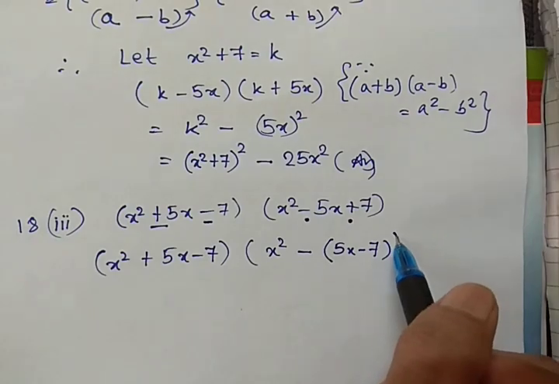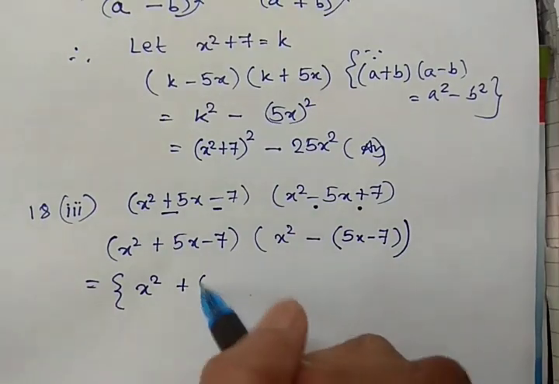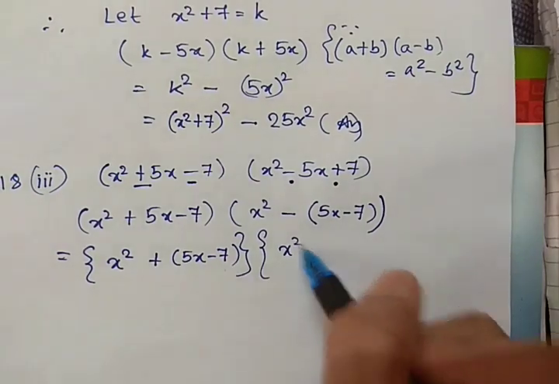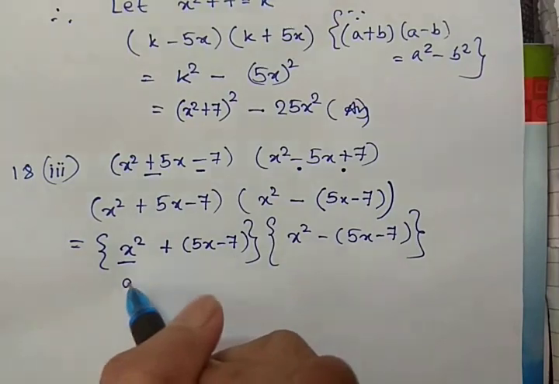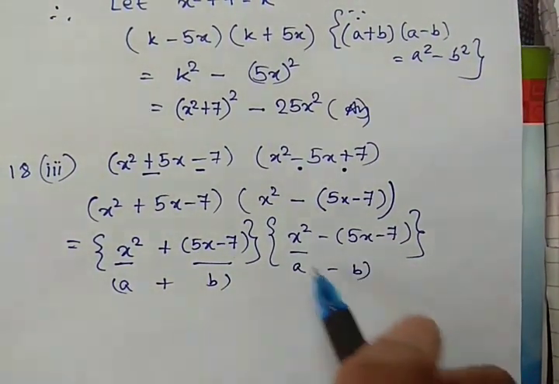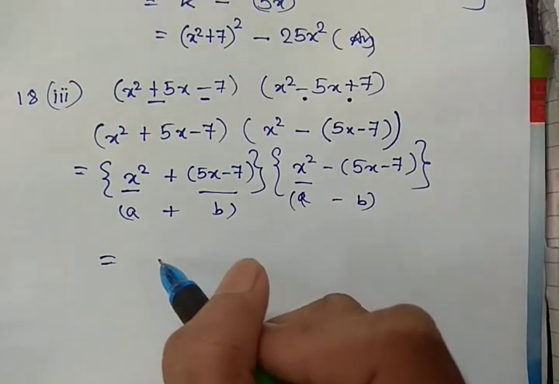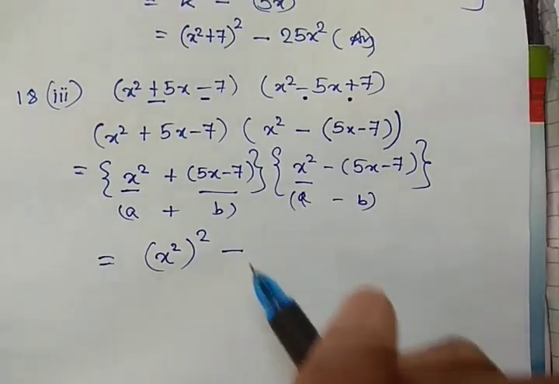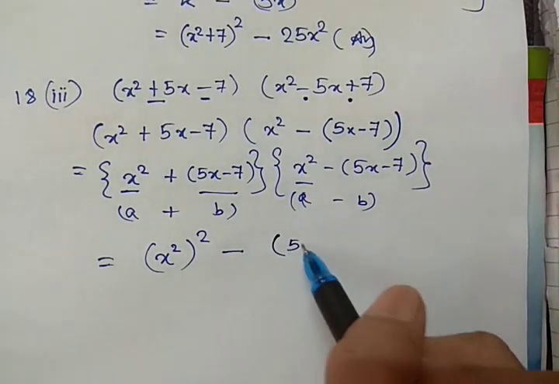Okay, so now let us do the grouping. One of the groupings is x square plus 5x minus 7. Okay, and another grouping is x square minus 5x minus 7. So now check, this is just like a plus b, and this is just like a minus b, and both are being multiplied. So we can apply the a square minus b square format. Therefore (x square) whole square minus, this is becoming (5x minus 7) whole square.